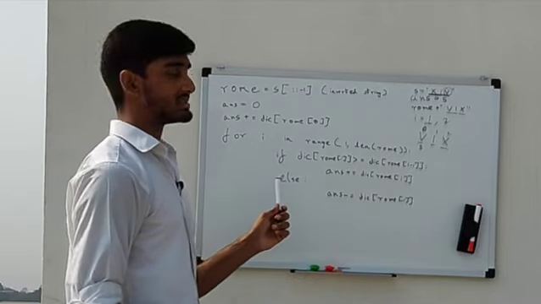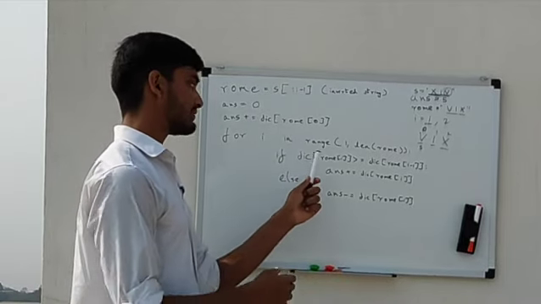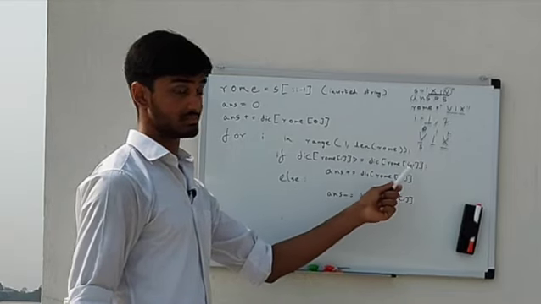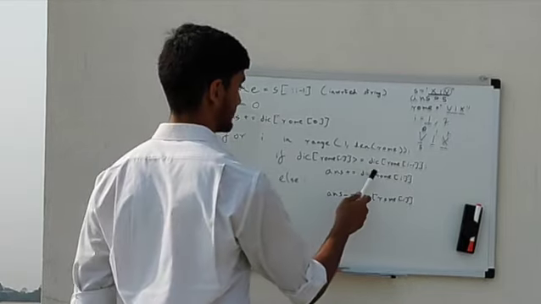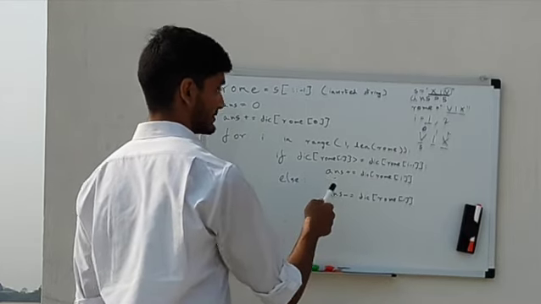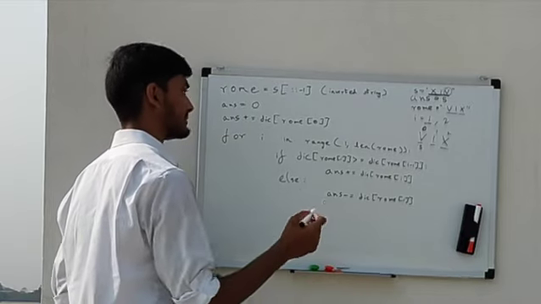Here we only have two conditions, which is if dictionary of Rome of I is greater than or equal to dictionary of Rome of I minus 1, we'll add the dictionary of Rome of I to the answer. If not, then subtract it. It's a pretty easy one. Let's look at it now.